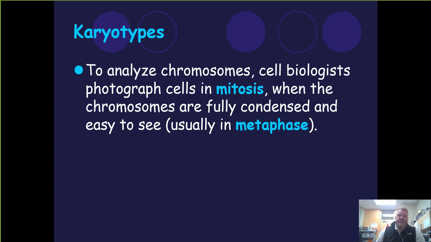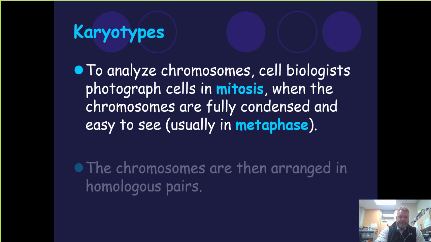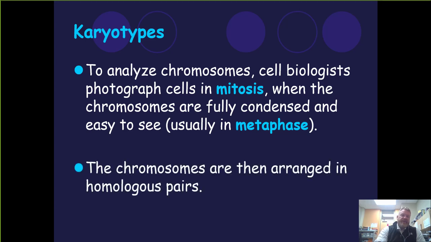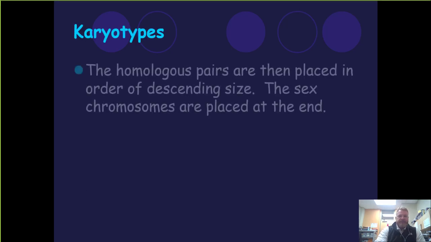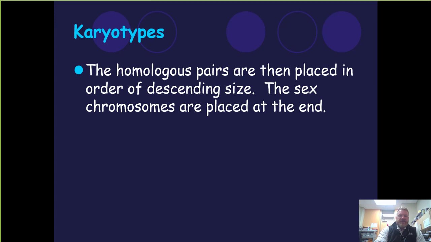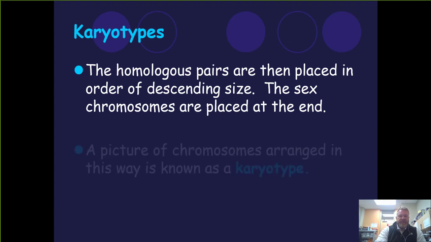Usually, we use mitosis. We look at skin cells or something like that, because all of the cells in our body, in the mitosis realm, will have the same number of chromosomes. They're arranged in homologous pairs, aka one you got from mom, one from dad. These pairs are placed in descending size, meaning the first chromosome will be the largest, the last chromosome, number 22, will be the smallest, and then we have the sex chromosomes, and they're placed at the end.